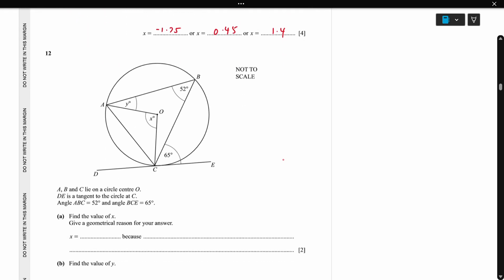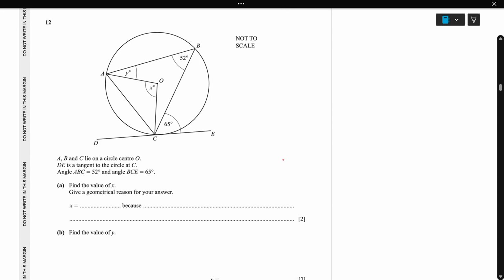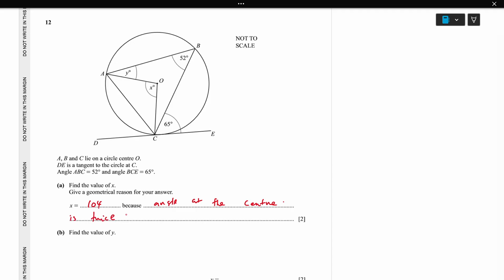Okay, so the next question number 12. A, B, C lie on the circle, D is a tangent of the circle. Here we need to find the value of x. So x is here, as we know, here is 52, it becomes double. So x is going to be 104. The reason is angle at the center is twice the angle at the circumference.